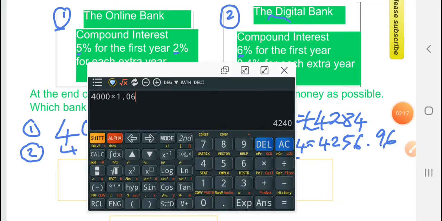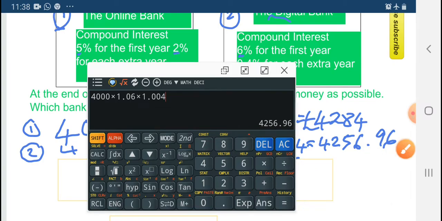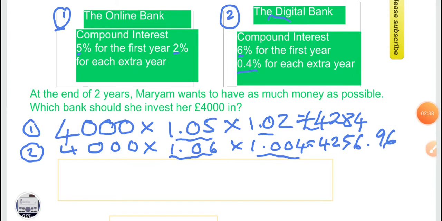So once you do that in your calculator, you get the answer £4,256.96. So as you can see, 4,000 times 1.06 times 1.004 gives us the answer of £4,256.96, which I've written down here. So looking at the two amounts, I can see that this amount is larger, so I would invest her money in the first bank, the online bank. So I would invest in this one here.